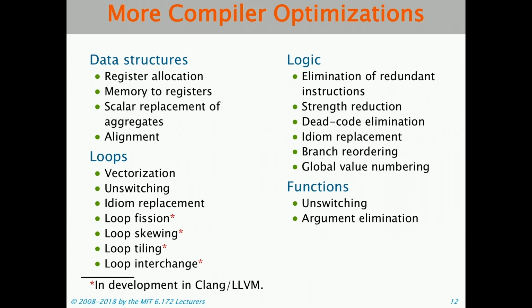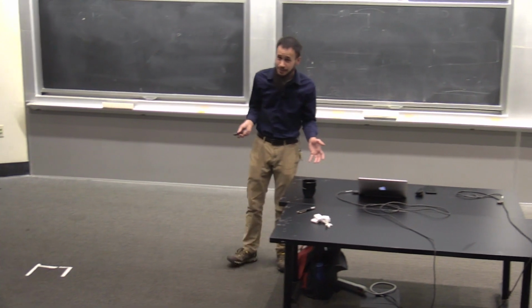Logic, it does a lot more with logic than what we saw before. It can eliminate instructions that aren't necessary. It can do strength reduction and other cool optimization. I think we saw that one in the Bentley slides. It gets rid of dead code. It can do more idiom replacement. Branch reordering is kind of like reordering tests. Global value numbering, another cool optimization that we won't talk about today. Functions, it can do more on switching. It can eliminate arguments that aren't necessary. So the compiler can do a lot of stuff for you.